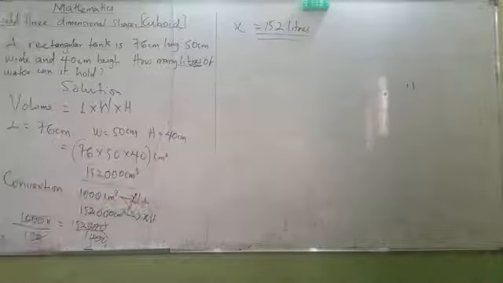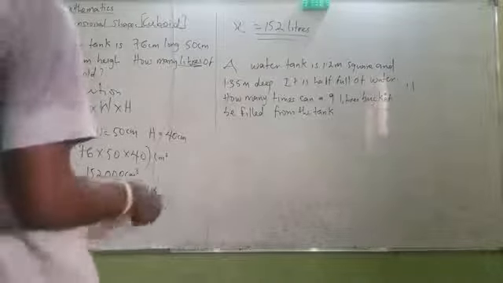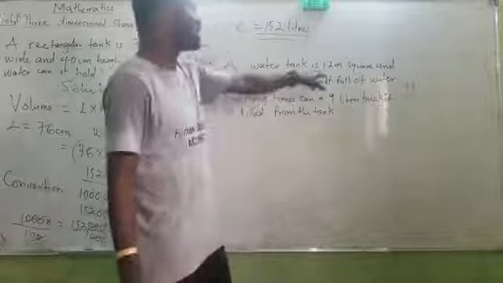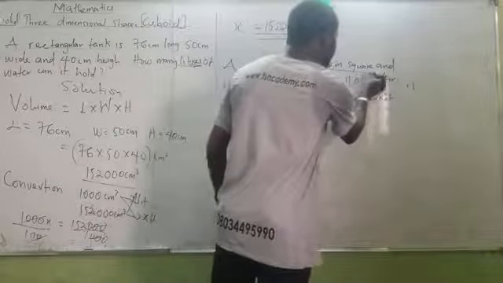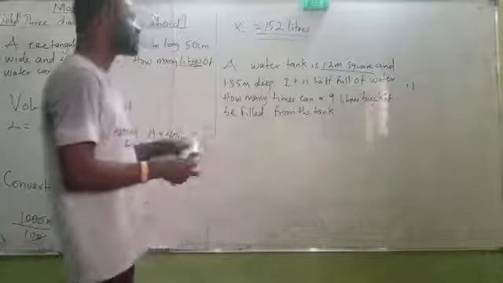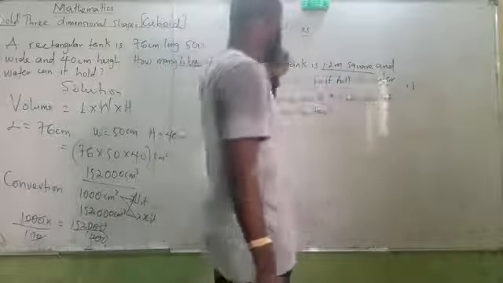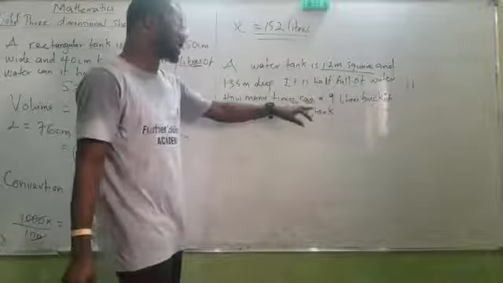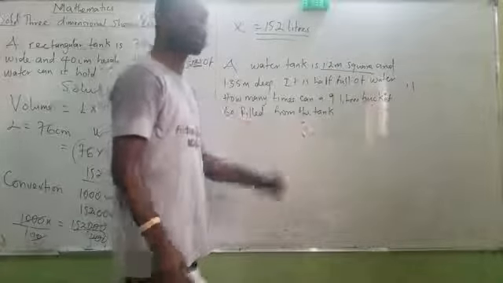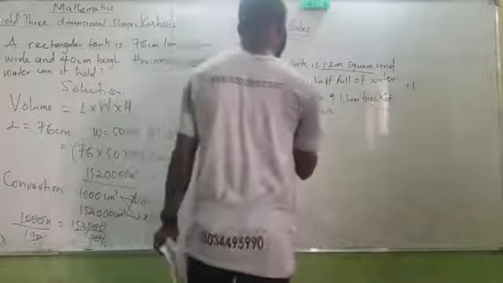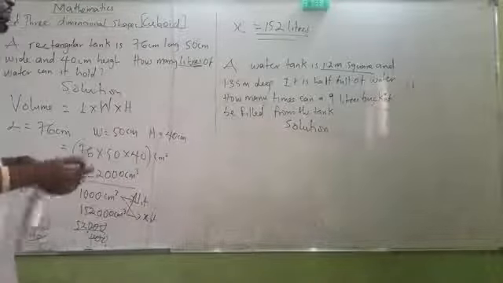Let me write the question on the board and let's see how you are going to tackle it. Okay, let's see this question. A water tank is 1.2 meters squared. Hello, please take note of this. 1.2 meters squared and 1.35 meter deep. It is half full of water. How many times can a 9-liter bucket be filled from the tank? This is a very nice question that I want us to work on, and it's a very simple one, but I wanted to leave it as a classwork.